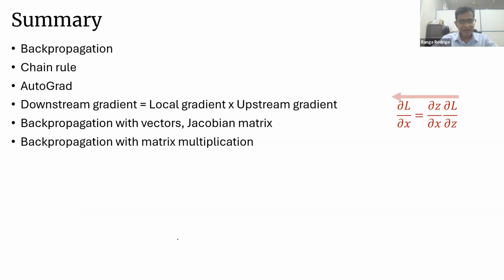Okay, summary: we looked at backpropagation, the chain rule, and what autograd is. The downstream gradient is equal to the local gradient times the upstream gradient, written in this fashion. This is the loss function. Backpropagation with vectors and the Jacobian matrix we briefly understood. Backpropagation with matrix multiplication we did not do. Any questions up to now?